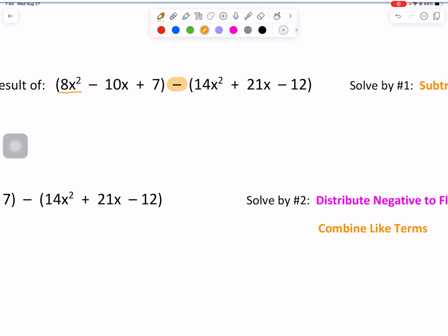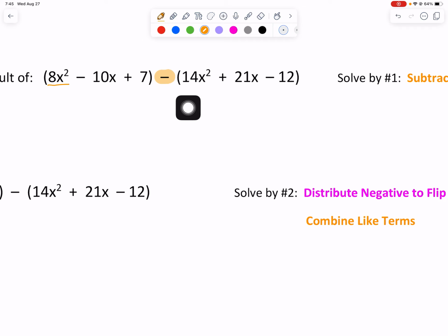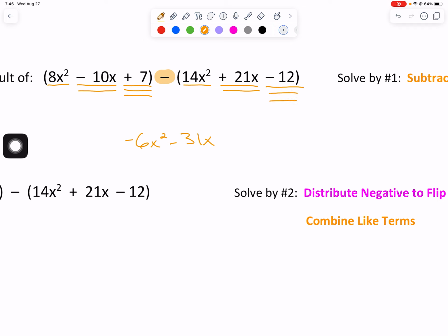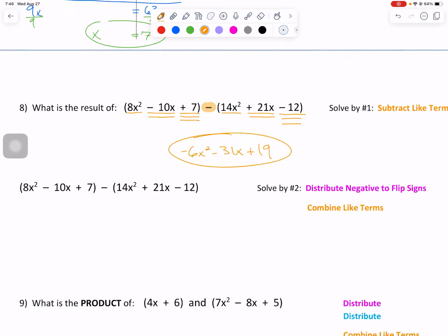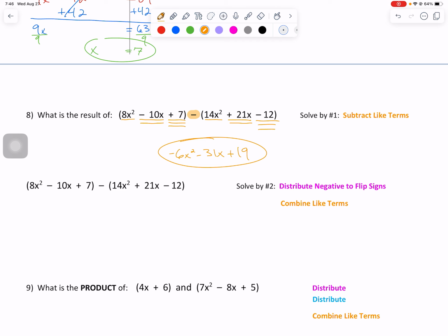So this 8x squared, all right, if we do minus 14x squared gives us negative 6x squared. Then I'm going to double underline negative 10x, and I'll do negative 10x minus 21x. Will give us negative 31x, and I'm going to triple underline our 7, and then again do minus negative 12. Oh, so minus negative. Whoa, that becomes a positive. So 7 minus negative 12 will give us 19. Let's circle that answer. Let's try the second route and see if we get the same one.